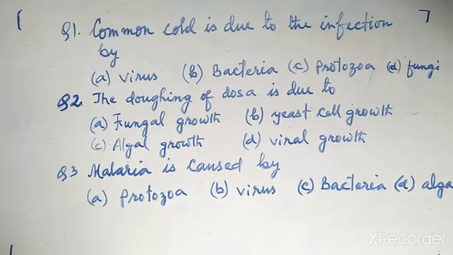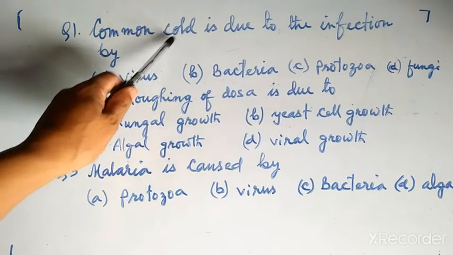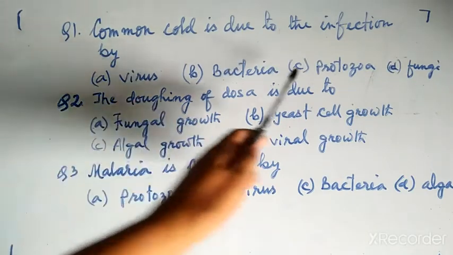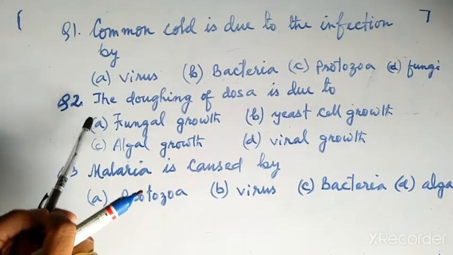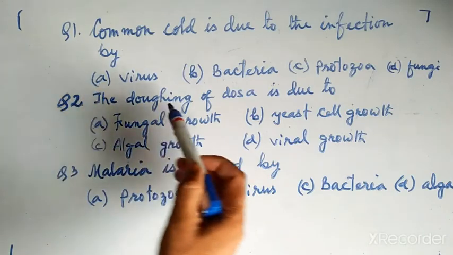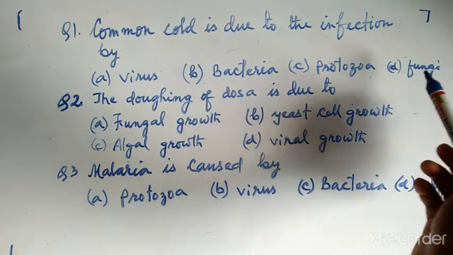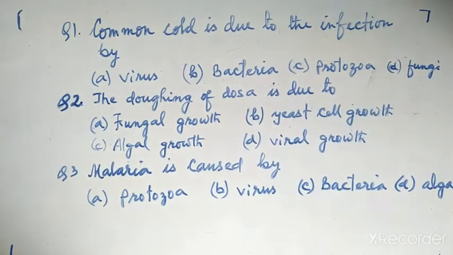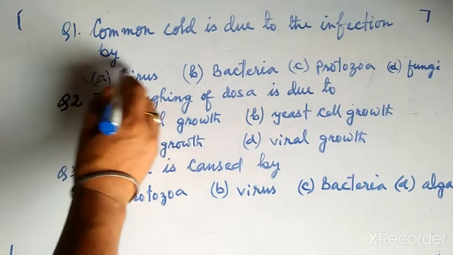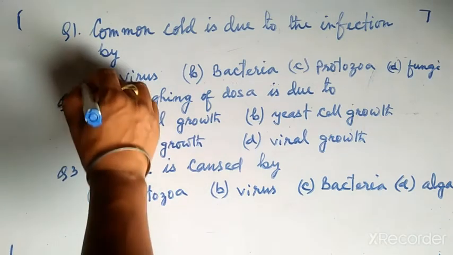Now let's study some multiple choice questions. First, question number 1. Common cold is due to the infection by option A, virus. Option B, bacteria. Option C, protozoa. Option D, fungi. Common cold is due to the infection by virus. The correct answer is A.